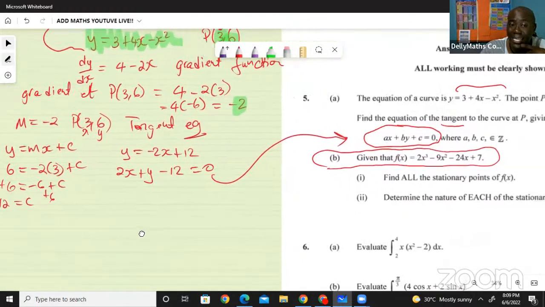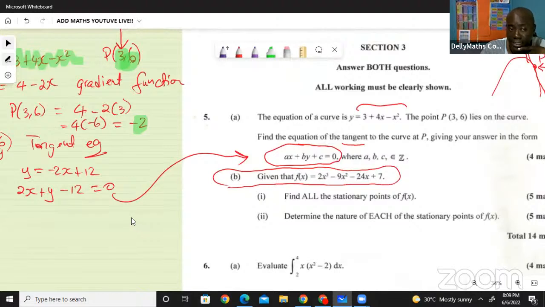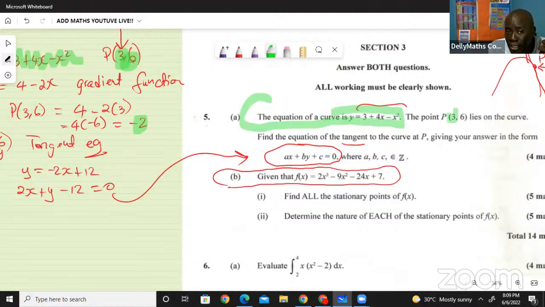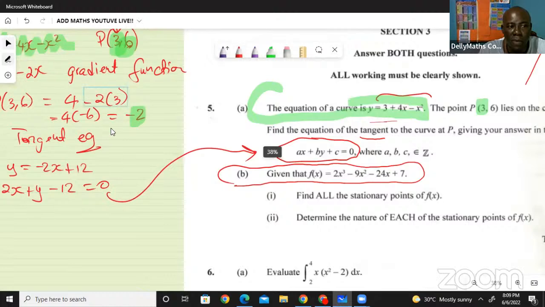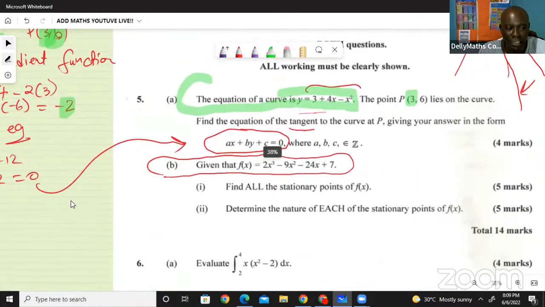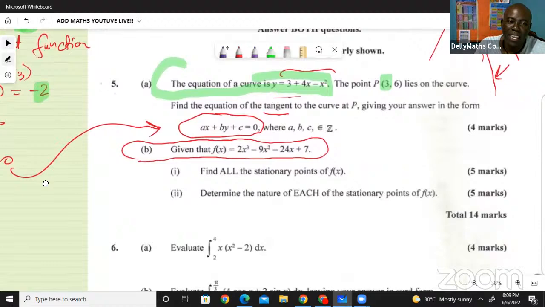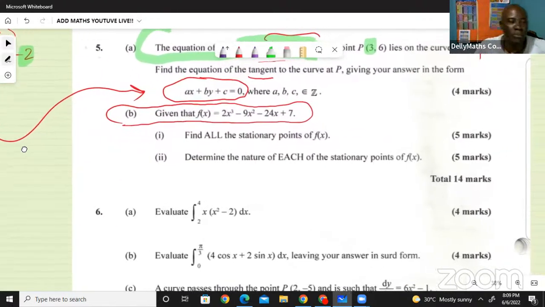So if you get a question like this, please don't try to do anything else. Find your gradient function, which is the derivative, then find the gradient at the point and use it back. That's why you learn calculus in AdMaths, to use when the time comes. I'm not going to do it any other way, because I really want you to do it this way. This is what you're supposed to be doing here in AdMaths. All right, so let's go with this one.